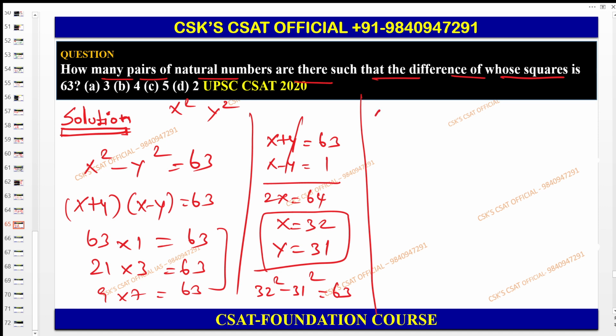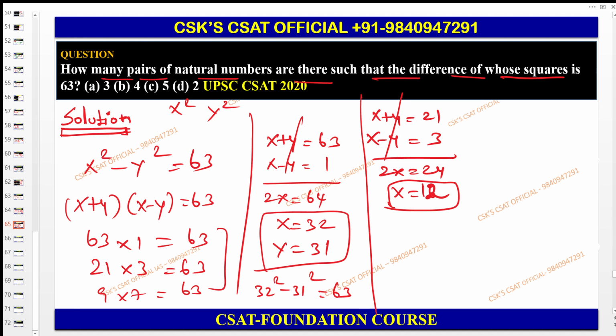Now listen very carefully. Now x plus y is equal to 21. x minus y is equal to 3. Now add these, 2x is equal to 24. x is equal to 12. Now when x is equal to 12, what will happen to y? y is equal to 9. Now you people check here. 12 square minus 9 square gives you 63 or not? 63, isn't it? Yes, sir. Okay.